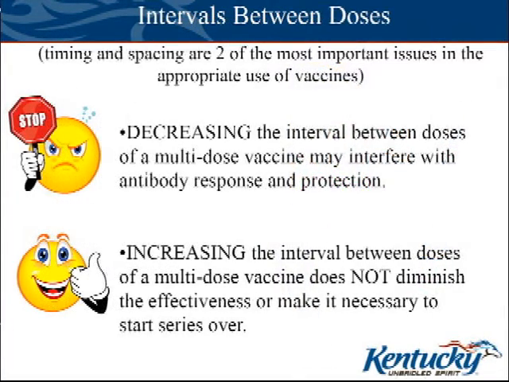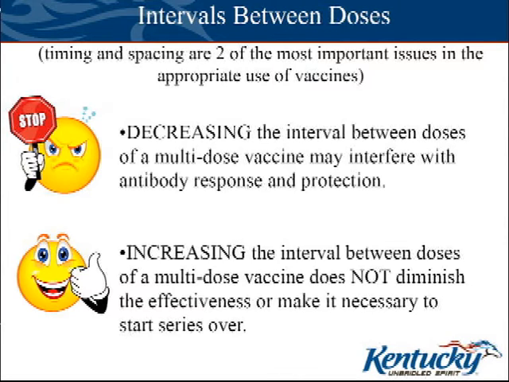Okay, now we're going to talk about just intervals between doses. Now remember, when the inactivated vaccines, when we're giving those, we're giving multiple doses of those for protection to take place. And the live vaccines, we're giving 1 or 2 doses for that protection to take place. And it's very important that we give these doses at the appropriate intervals.